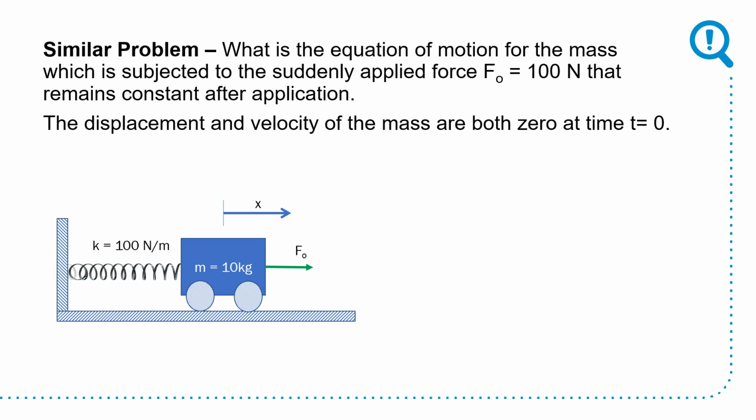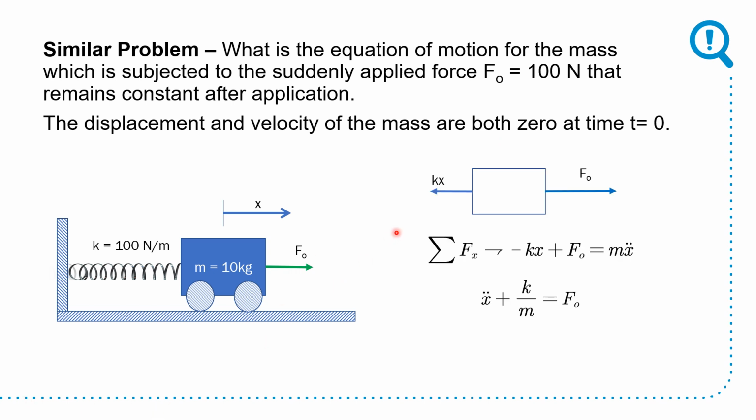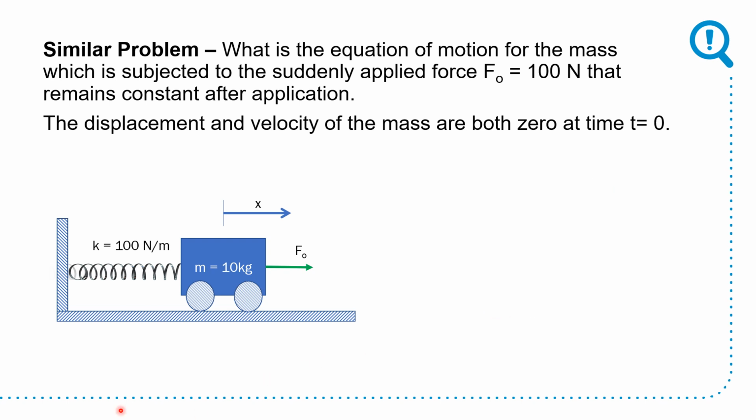Okay, what is the equation of motion for the mass, which is subject to a sudden applied force of 100 newtons that remains constant after application? Displacement and velocity of the mass are both 0 at time equals 0. So if we start with that, I have kx in one direction, which is going to be negative, sorry. I have F naught, which is acting to the right, so it's minus kx plus F naught equals m x double dot, and I end up with x double dot plus k over m x equals F naught over m, so that's the forcing frequency.